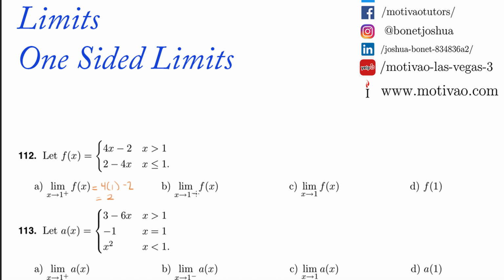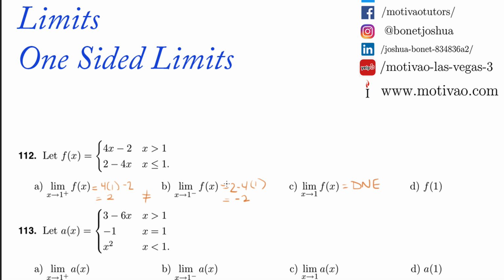Now, when x approaches 1 from the left, remember this symbol here, this minus, is not an exponent of -1, it's just an exponent of negative, which means 1 from the left. So if we approach x from the left, we have to use the one that is less than 1. Not necessarily equal, but less than. So we just plug it into the bottom one. So 2 minus 4 times 1. That gives you 2 minus 4, which is -2. Therefore, if these two limits are not the same, then this limit does not exist.